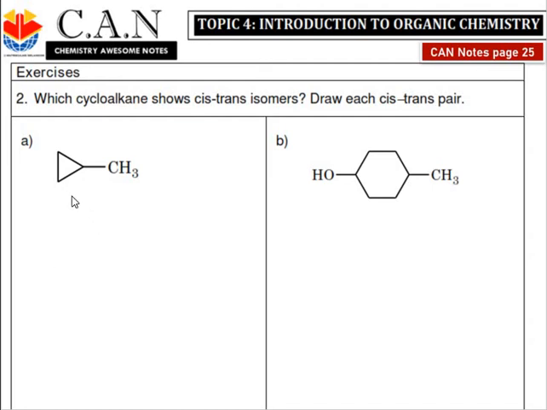Alright, so look at A. Is there a cis-trans isomer? If we look here, we have to check one by one. Here, the carbon has hydrogen, and here we have both hydrogen. That means there are no 2 carbons that have 2 different atoms or groups of atoms. We only have 1 carbon that has 2 different atoms or groups of atoms. Alright, so the cis-trans isomer does not exist.